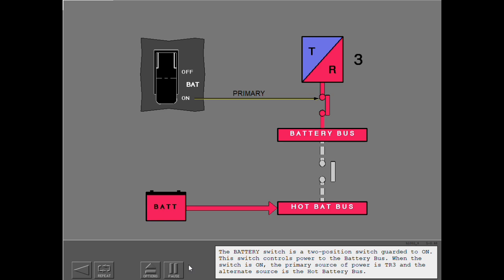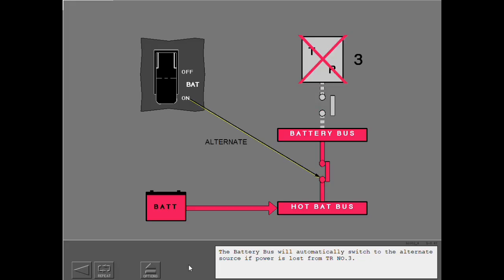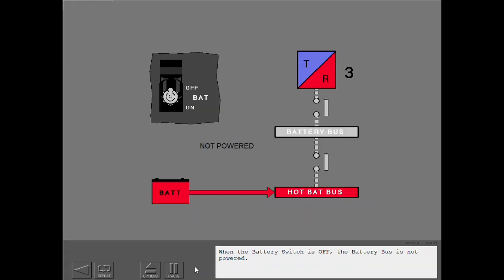When the switch is on, the primary source of power is TR3 and the alternate source is the hot battery bus. The battery bus will automatically switch to the alternate source if power is lost from TR number 3. When the battery switch is off, the battery bus is not powered.